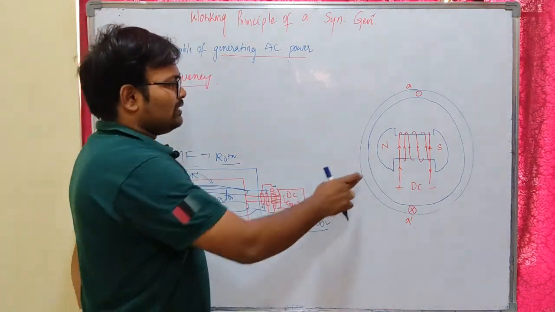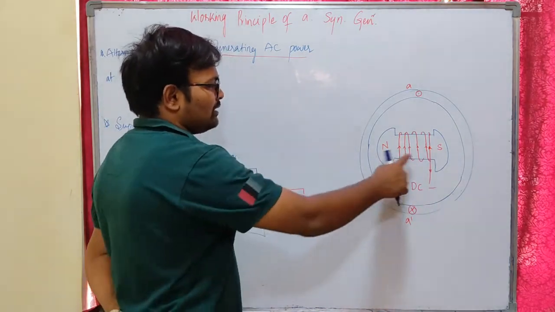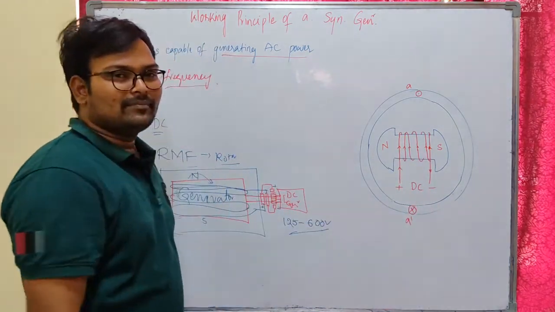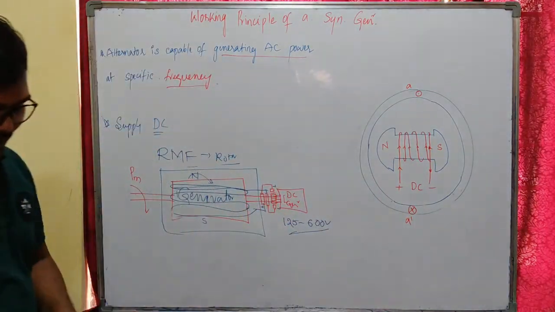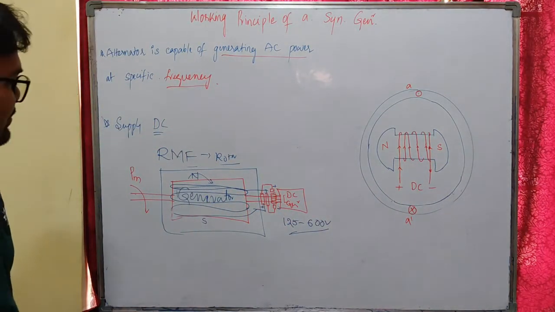Okay, so here you can see it has two poles, north and south, induced by DC supply. Now I have a stator winding of A and A dash phase. This is one single phase. Now let us see how the EMF is induced.